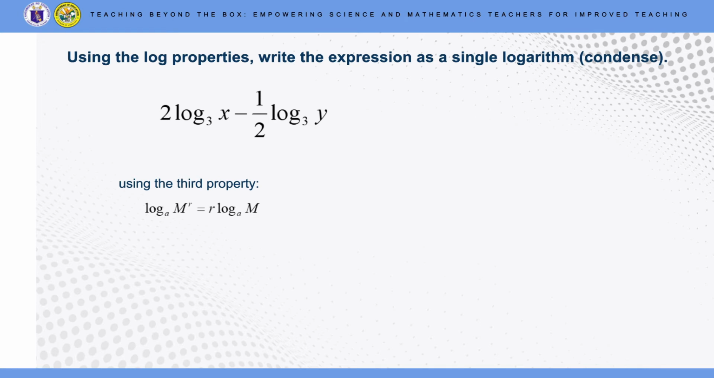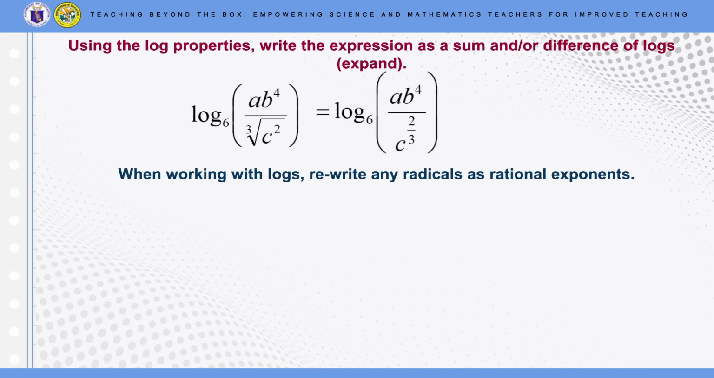Let's have another problem. Using the log properties, write the expression as a sum and or difference of logs, or in expanded form. The problem is the logarithm of ab raised to the 4th power divided by the cube root of c squared base 6. When working with logs, rewrite any radicals as a rational exponent. Hence, this is just equal to the logarithm of ab raised to the 4th power over c raised to 2/3 base 6.